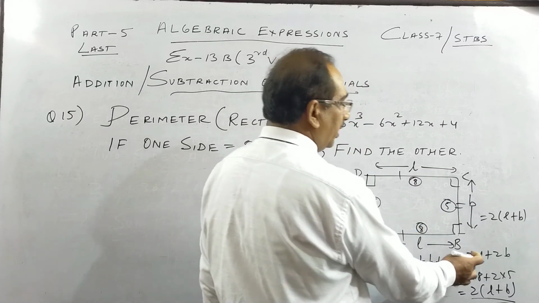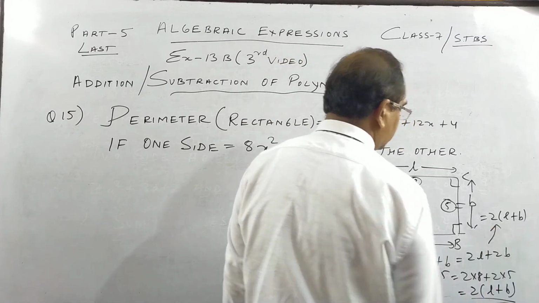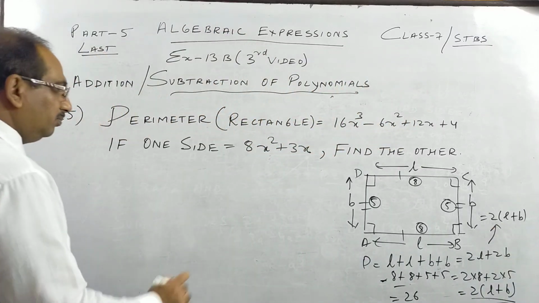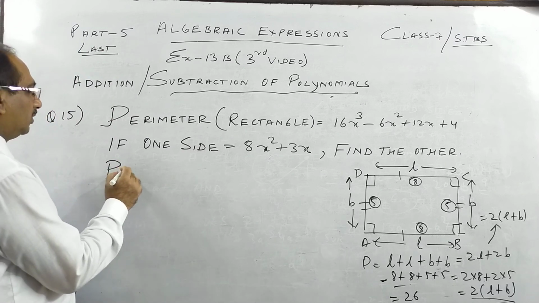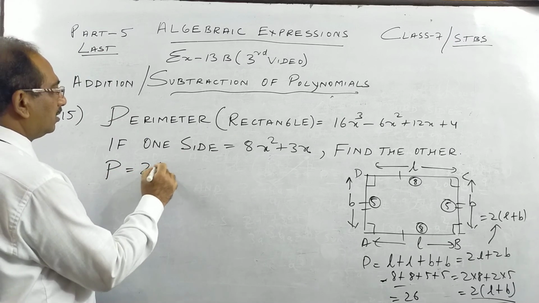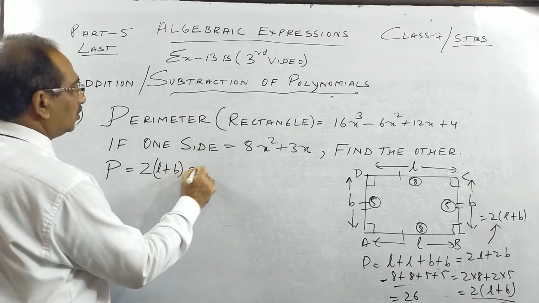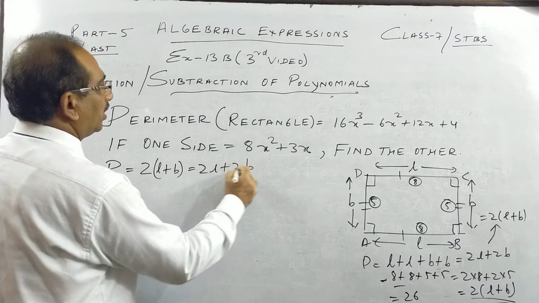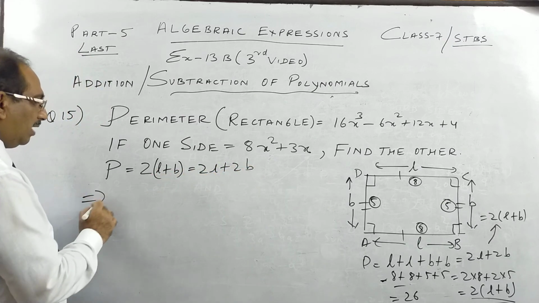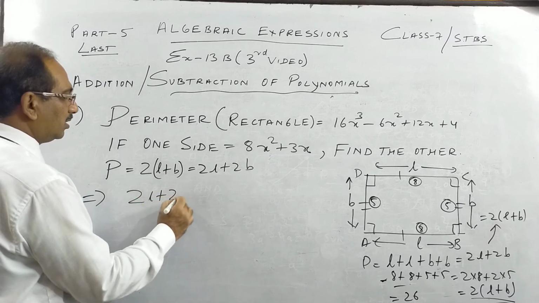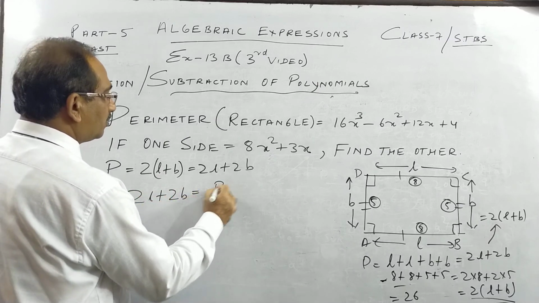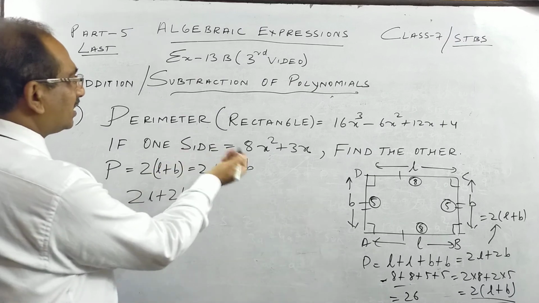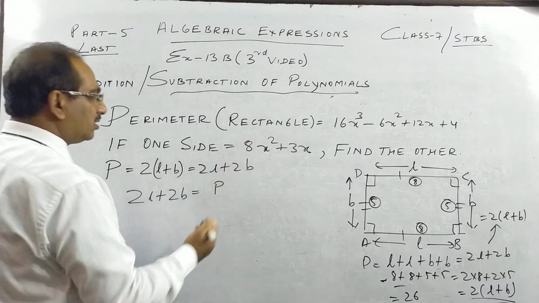2 length plus breadth, we take 2 common over here. So in this sum, perimeter is 2 length plus breadth. So you can write 2 length plus 2 breadth, open the bracket. So this implies 2 length plus 2 breadth is perimeter. So one side let it be length, and we can take the other side as breadth.